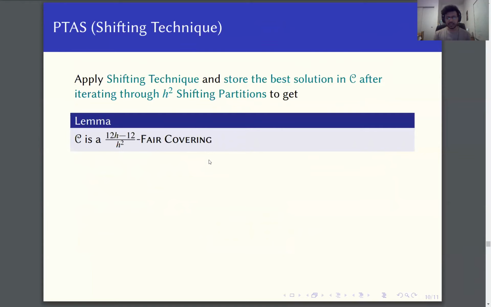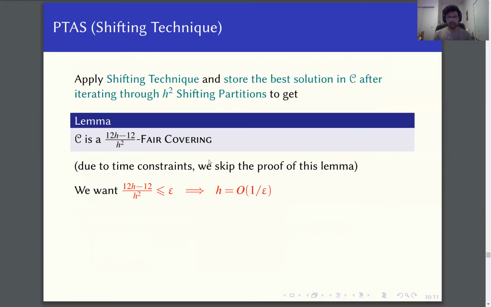Lastly, we apply the shifting technique, and for each RB pair, we store the best solution in the index RB in table C after iterating through all h square shifting partitions. Such a computed table C gives a (12h minus 12) divided by h square fair covering. Due to time constraints, we won't go into the details of this lemma. Since we want epsilon approximation, we want (12h minus 12) divided by h square to be upper bounded by epsilon, which implies that h is of the order of 1 over epsilon.